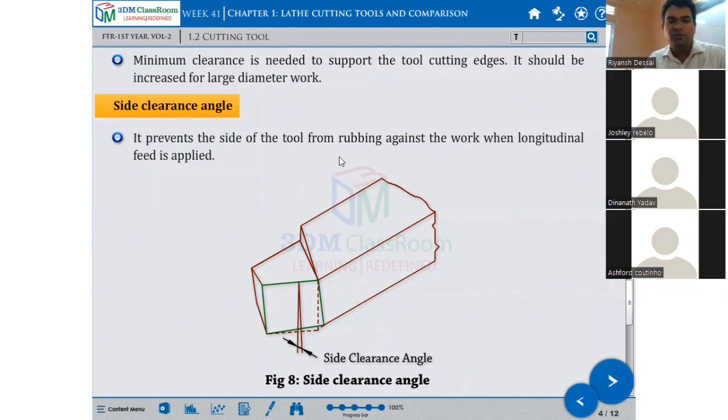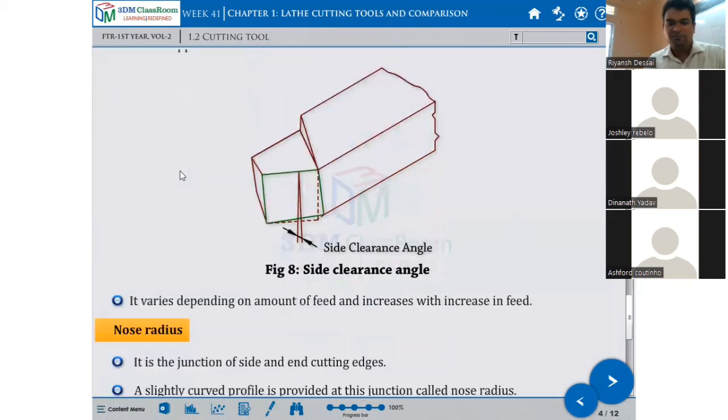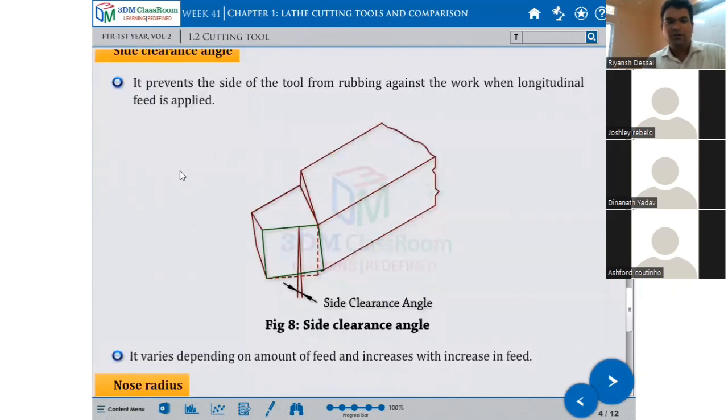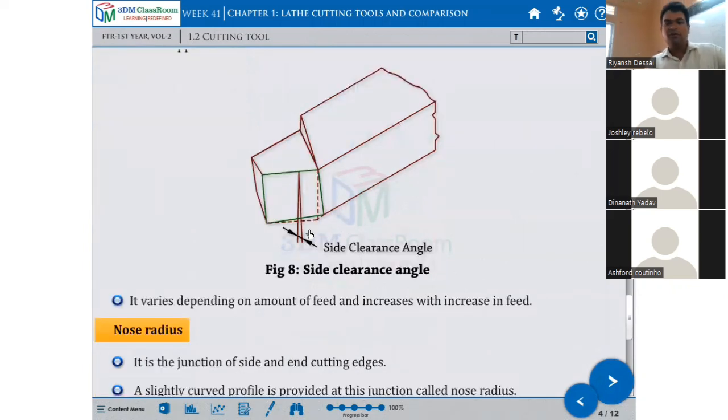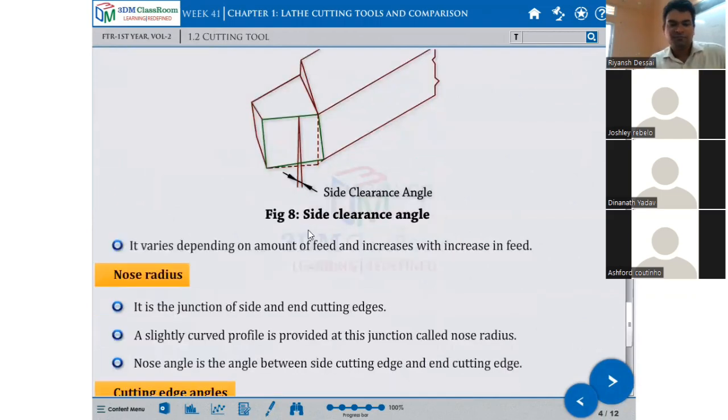It prevents the side of the tool from rubbing against the work when longitudinal feed is applied. Longitudinal means lengthwise tool feed. So side angles avoid rubbing against the job. It varies depending on the feed, and increases with the increase in the feed.